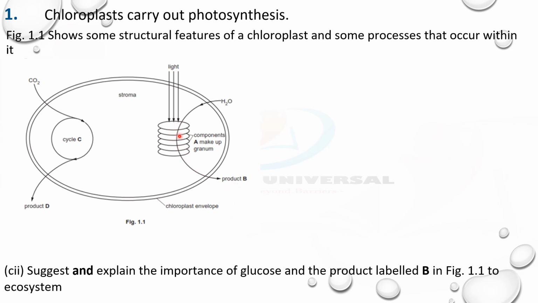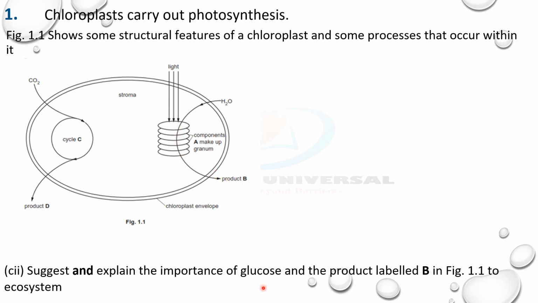Of course, we have mentioned it is oxygen. So what is oxygen used for? Because the question says suggest and explain the importance of glucose and product B. Let's start with B. B is oxygen, right? Oxygen is involved in aerobic respiration to release energy, make ATP. It's involved in oxidative phosphorylation. You know that it is the final electron acceptor in oxidative phosphorylation.